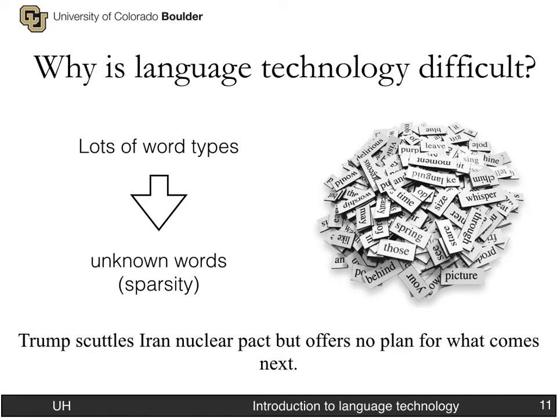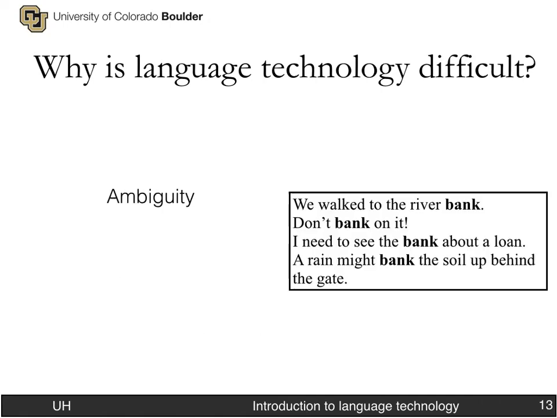So whereas we may have a fairly good idea of what this sentence might mean, Trump scuttles Iran nuclear pact but offers no plan for what comes next, our system actually might see something like this instead, because it doesn't know all of these intervening words. And it may have a very hard time piecing together the proper meaning of the sentence, as you can understand. So one of the challenges is that you need to be able to deal with these unknown words.